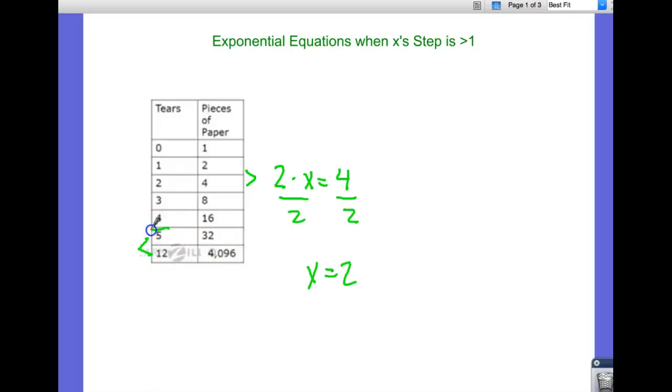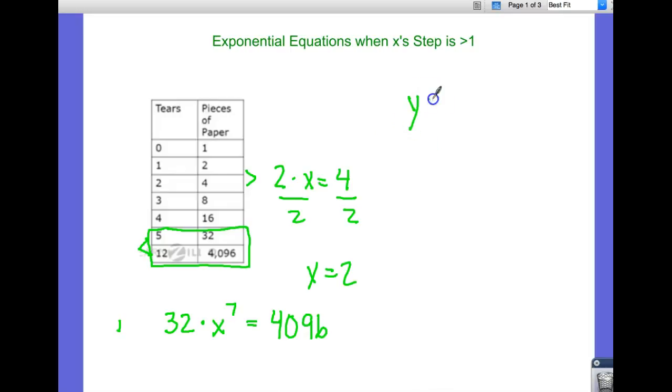This is a little bit different because I now have a step of 7. From 5 to 12 is 7. So I have to ask myself, 32 times what, 7 times, is 4096. So I say 32 times some number, but I have to multiply by that number 7 times to get to 4096.